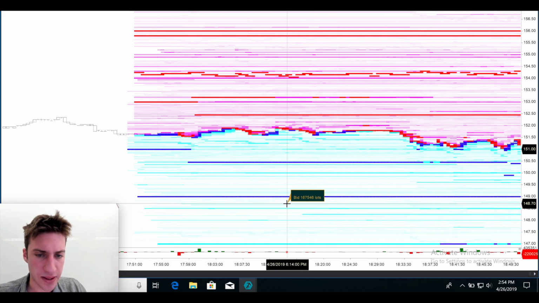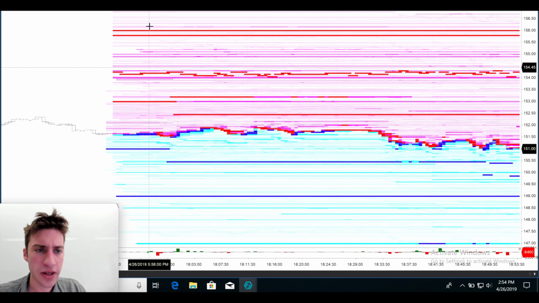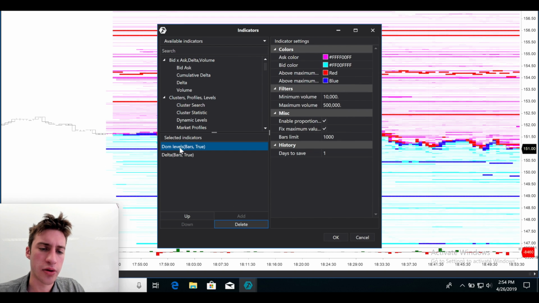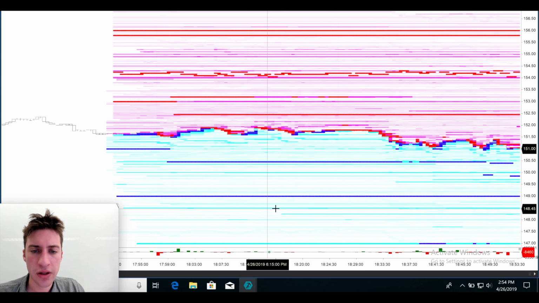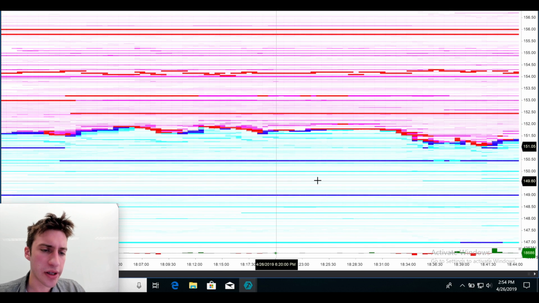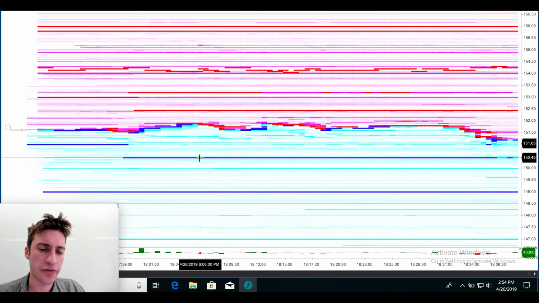Let's zoom in and take a look, because this is interesting. I'm actually going to remove the depth of market, because I want to just keep a focus on the historical levels. Also, if you Control-click or right-click, you can actually find how large these levels are by just hovering over them. Right after I say it, it doesn't let me.